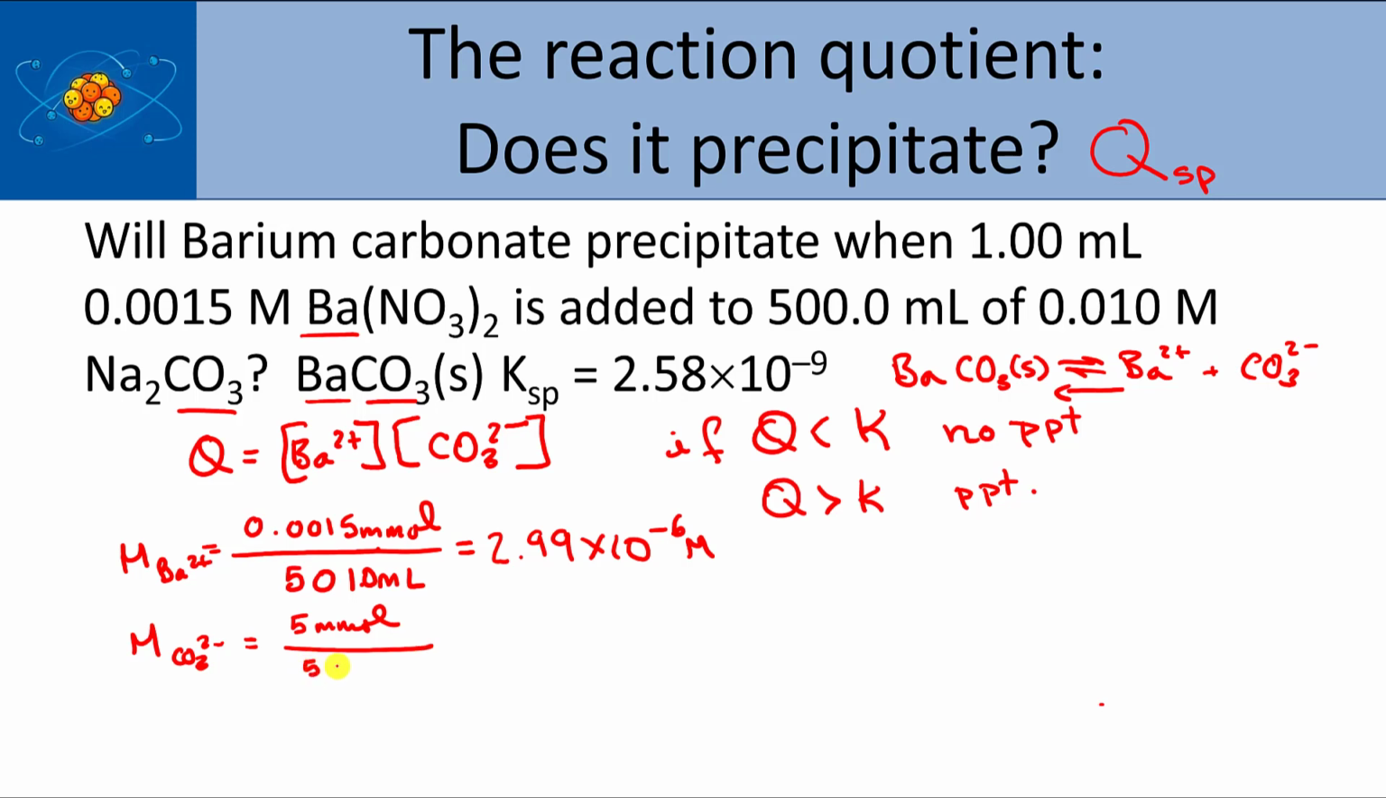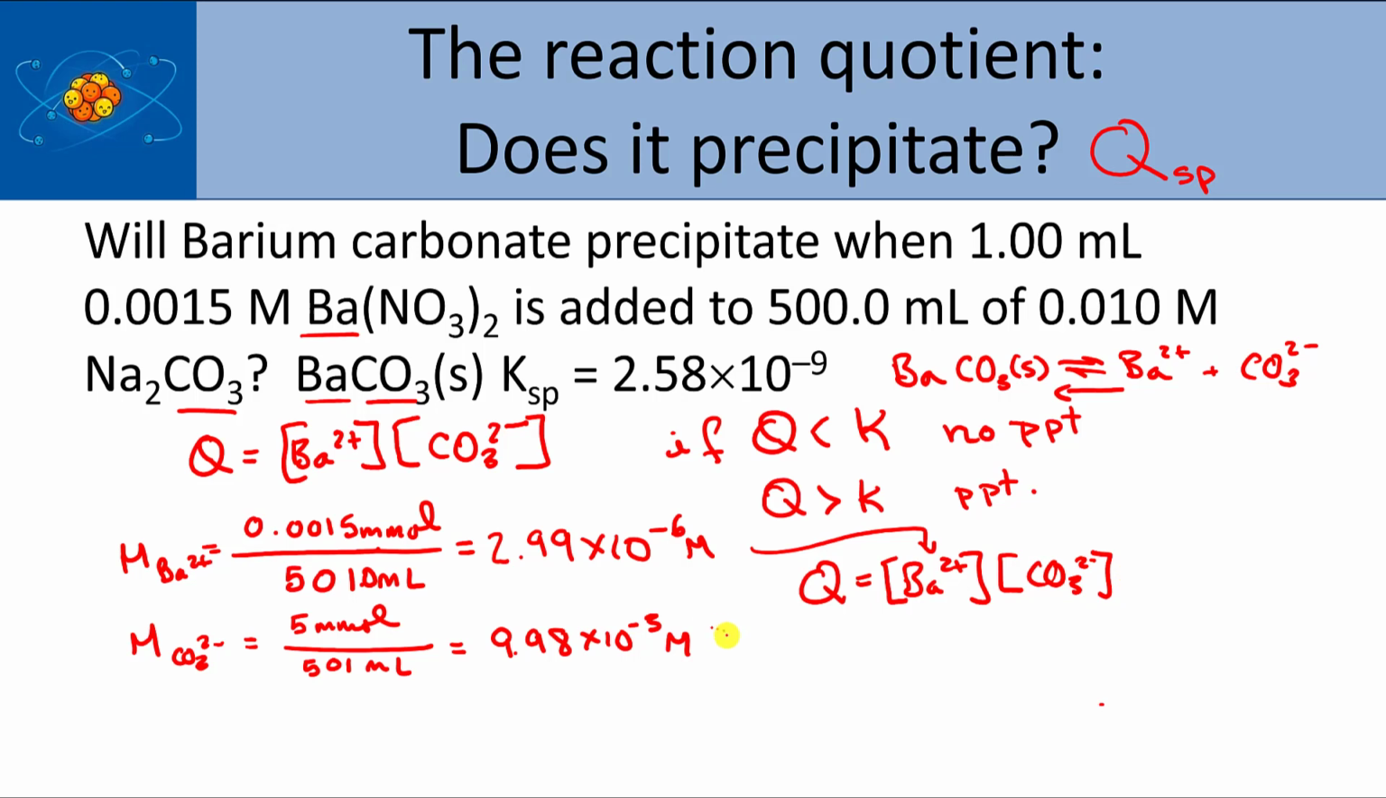And still 501 milliliters. That's 9.98 times 10 to the minus third molar. So now what I can do is calculate Q. I'm going to plug in my barium ion concentration, it's this, and my carbonate ion concentration, that goes in here. And I get 3.0 times 10 to the minus 8.